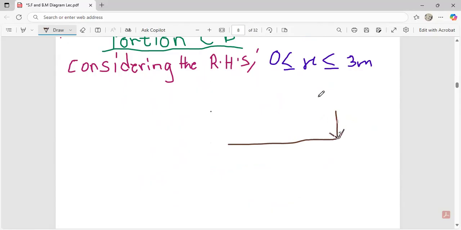So the point load was 135 kilonewton. And it is assumed that the shear force occurred somewhere here. Okay.